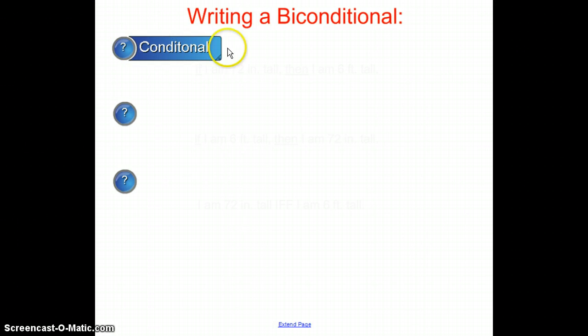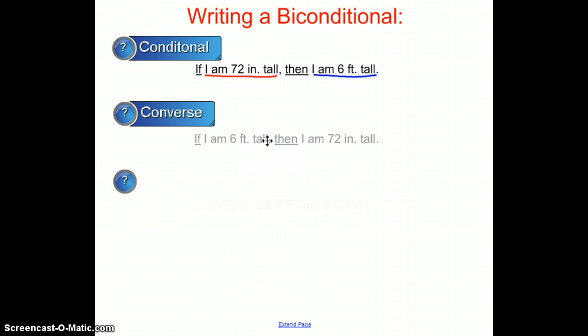First, we need to be able to look at the conditional itself. So our example is, if I am 72 inches tall, then I am 6 feet tall. So our hypothesis is I am 72 inches tall, and our conclusion is I am 6 feet tall. If we look at the converse, that states, if I am 6 feet tall, notice our conclusion became our hypothesis, then I am 72 inches tall.